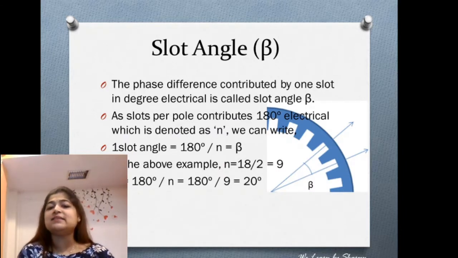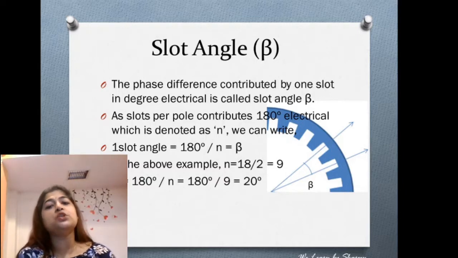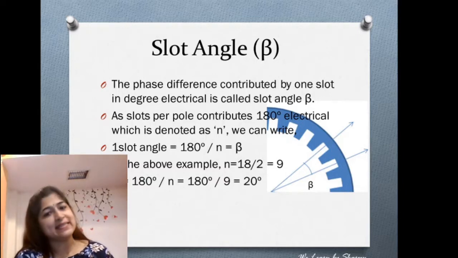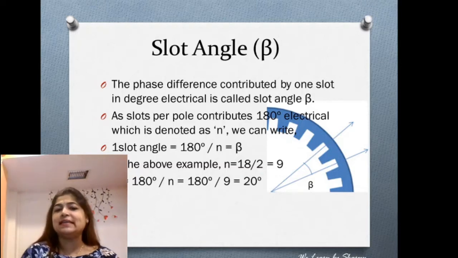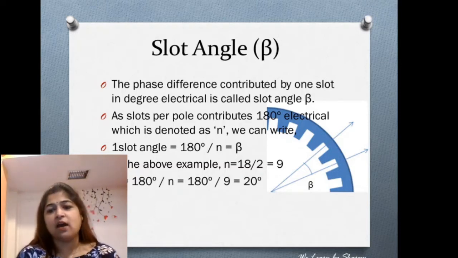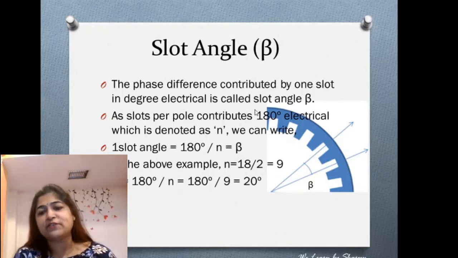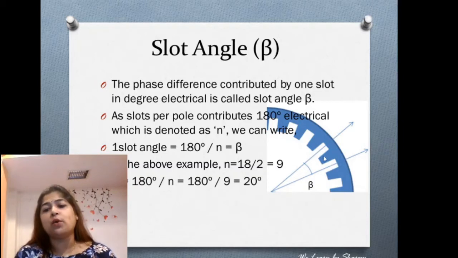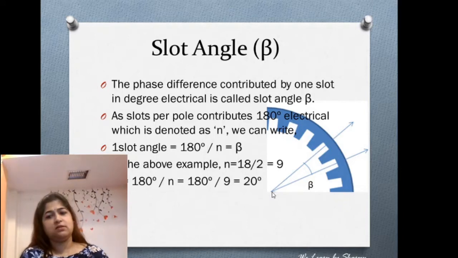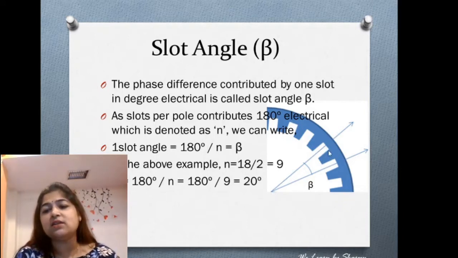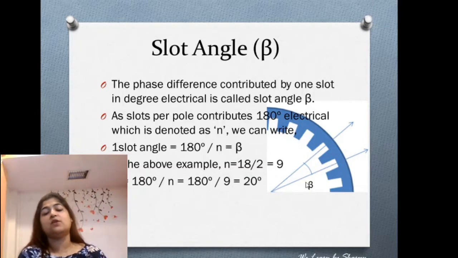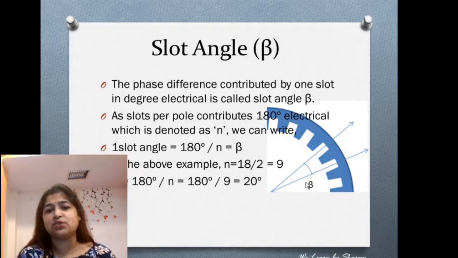Slot angle is nothing but the phasor difference between two adjacent slots in degrees. In degrees electrical, it is called beta. I have given one example here. I have taken this section of the stator, in which I have shown two lines going through two adjacent slots, coming from the center of the stator. So the angle between these two slots is given by beta degrees electrical. It is always given by beta degrees electrical.